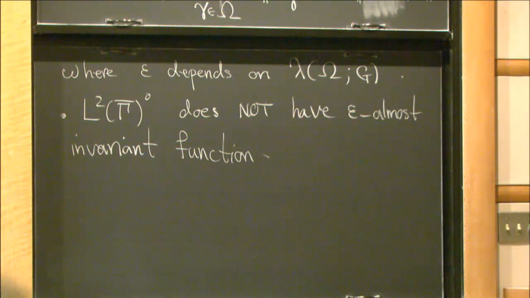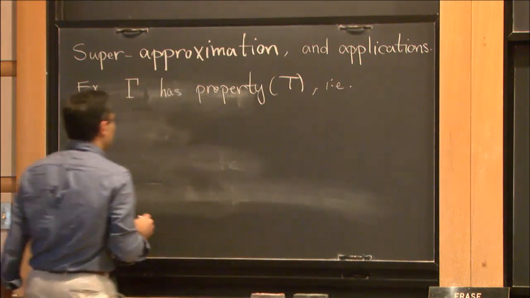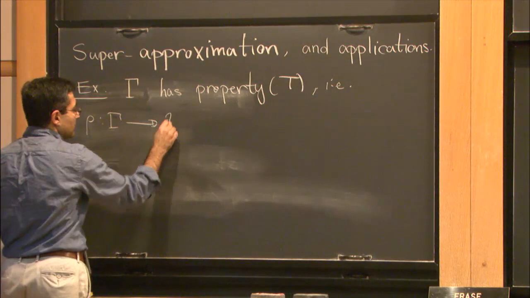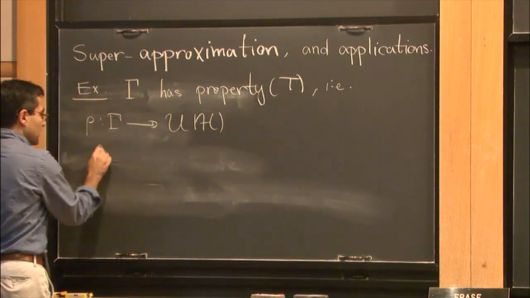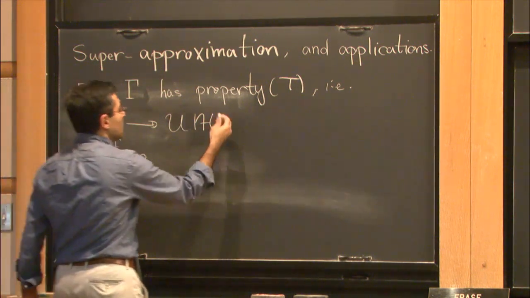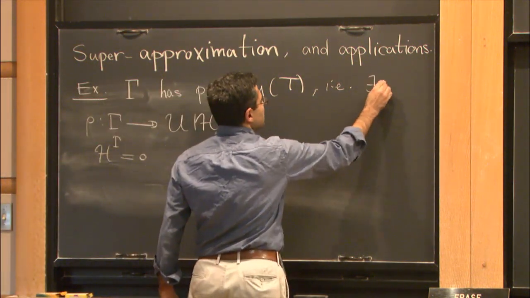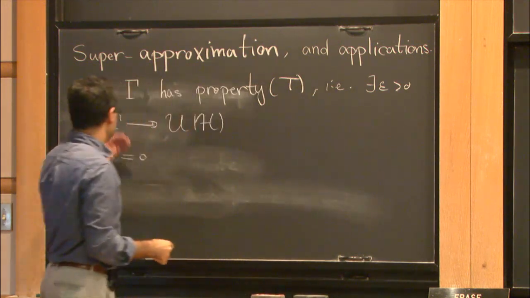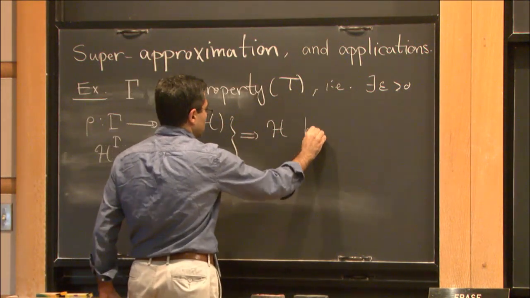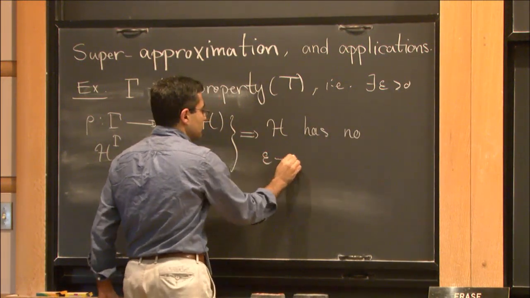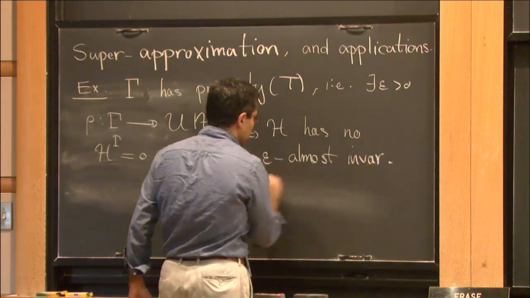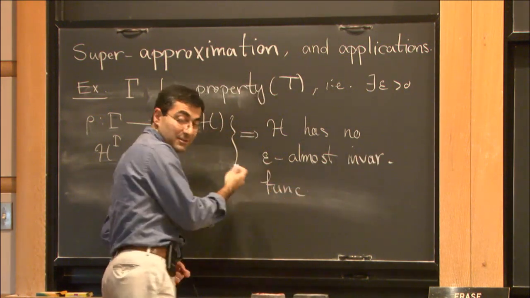So it has property T, and it means, i.e., if I take any unitary representation H, if H has no fixed point under gamma, then there exists some epsilon such that it has no epsilon almost invariant function. Okay, so far I didn't provide any example.